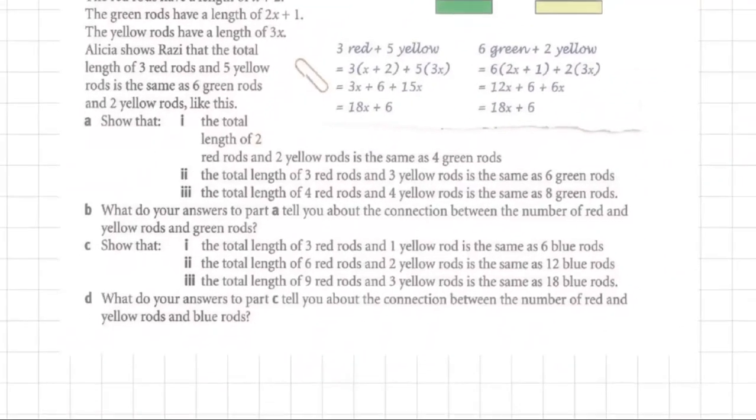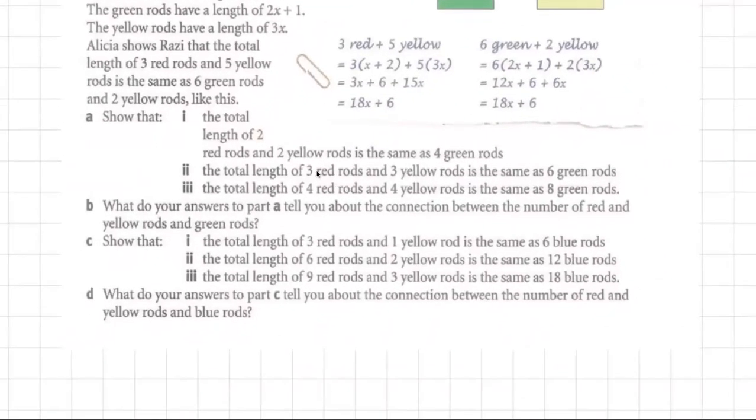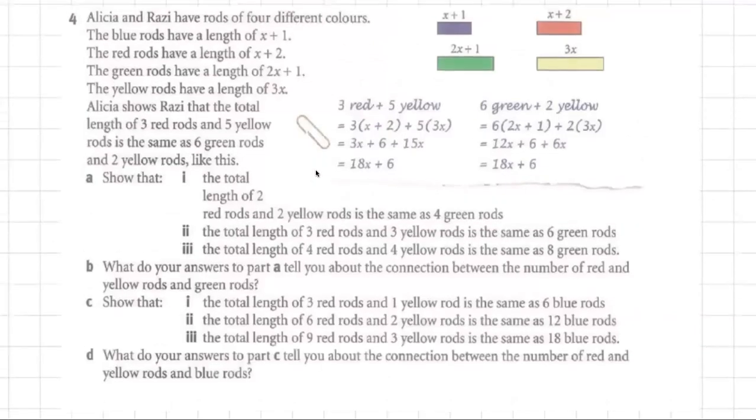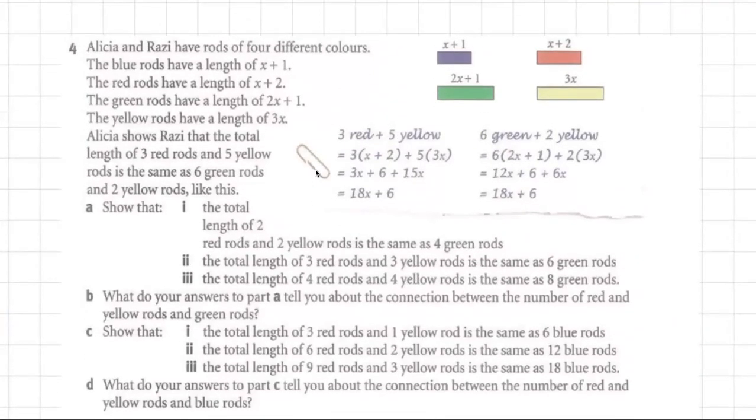Okay, question 4 has a lot of show that questions. Show that question means that you just need to prove a point. So there are a few key pieces of information that are important. Blue rods is x plus 1, red rods, green rods, yellow rods, as well as red rods. So all this information just asks us to show how they are equal to each other.